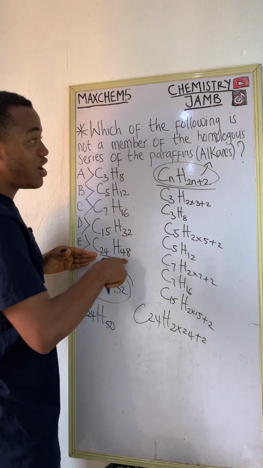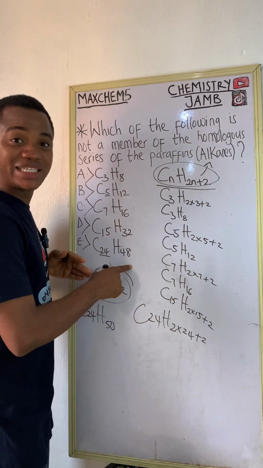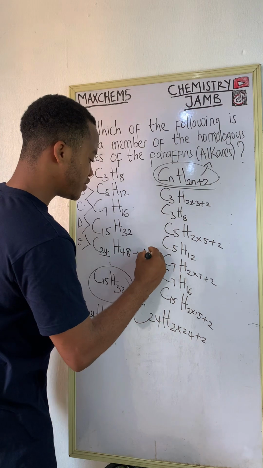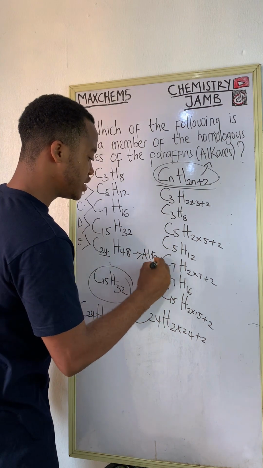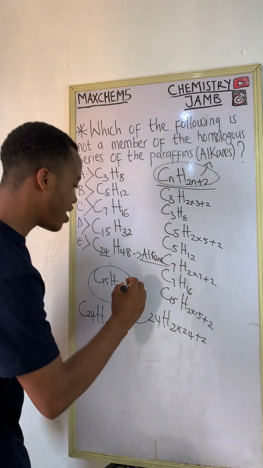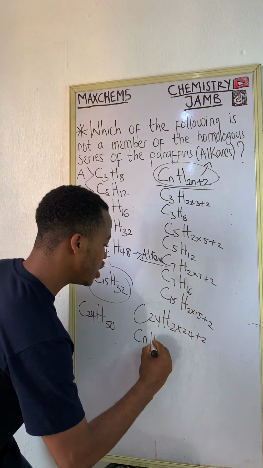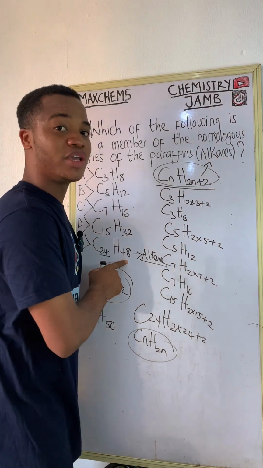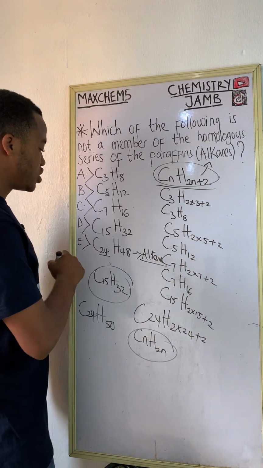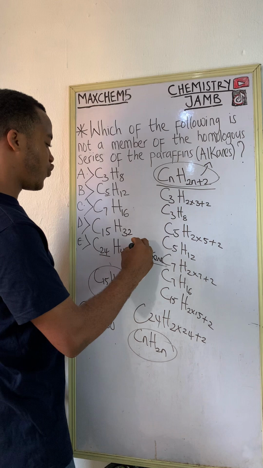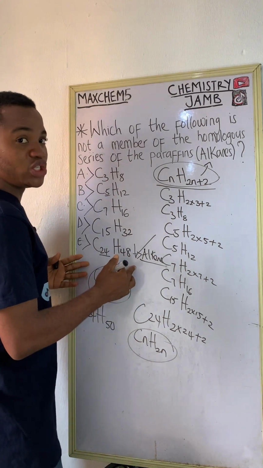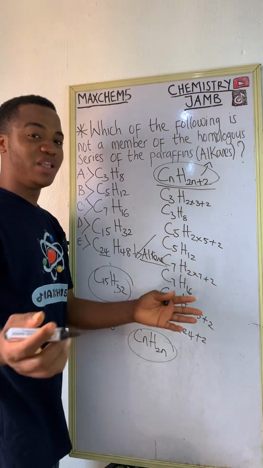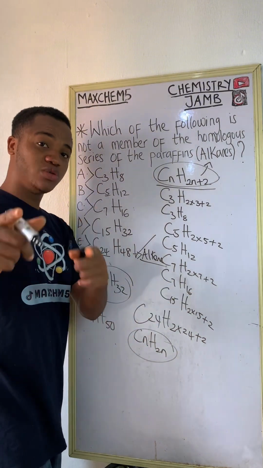This is not a member of the alkane series, but rather a member of the alkene series. This is a member of the alkene series, right? Because the alkene series have a general formula of CnH2n, and that conforms with this particular compound. So the answer to this particular question is C24H48 because this is not a member of the alkane homologous series. I believe this is very simple to understand and I will see you guys in the next one.